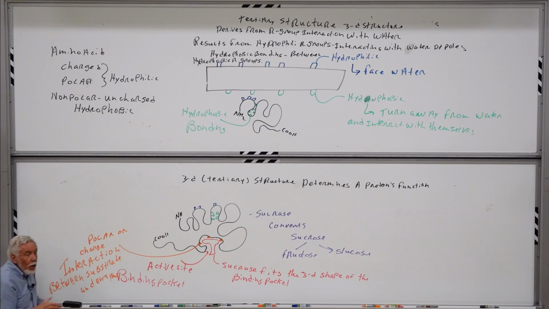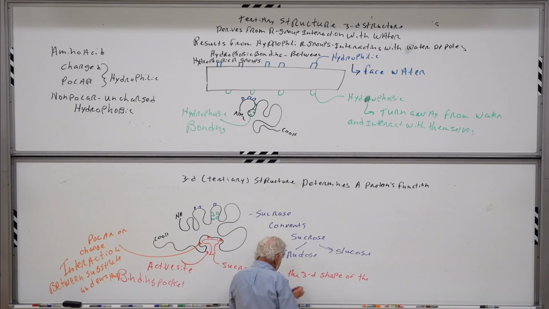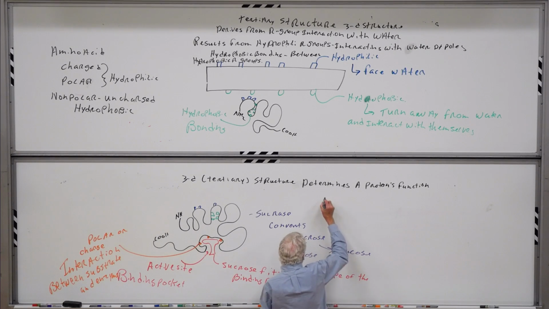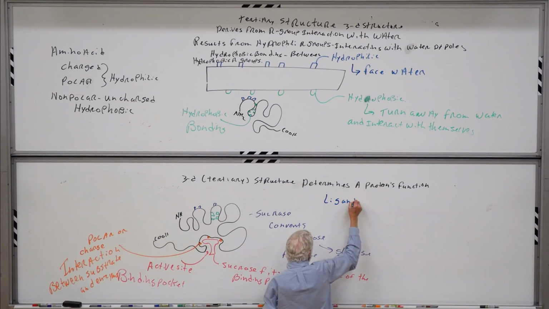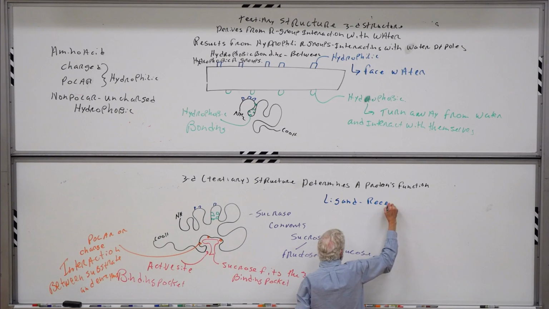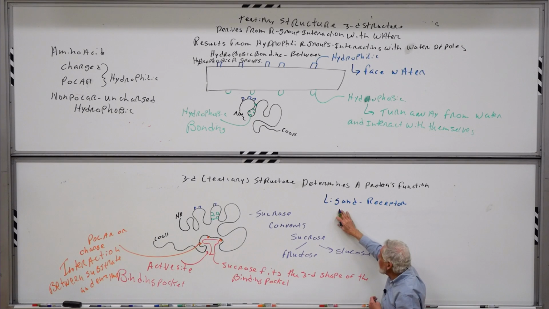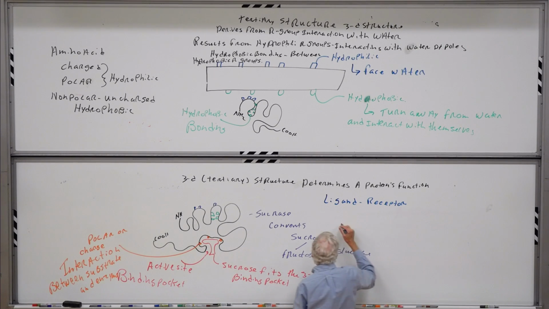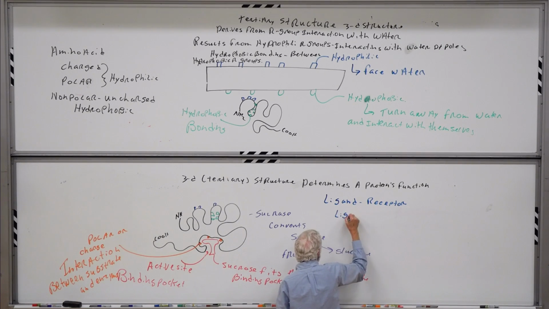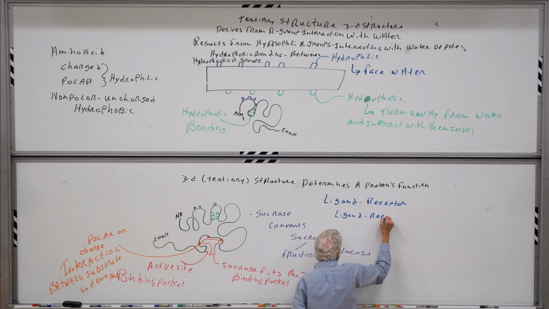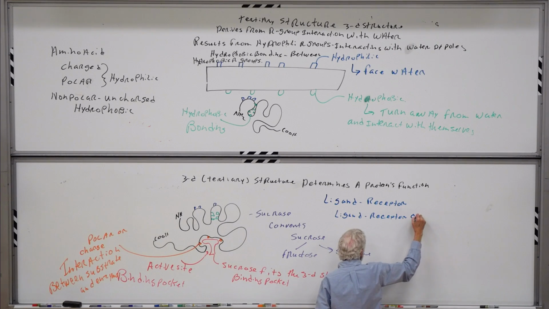We've told this story from the point of view of an enzyme and its substrate, but we could equally tell this story from the point of view of a ligand and a receptor. This term ligand is a derivative of the word ligate, to tie. And so we're going to tie the ligand to the receptor. And we're going to form something known as a ligand receptor complex.